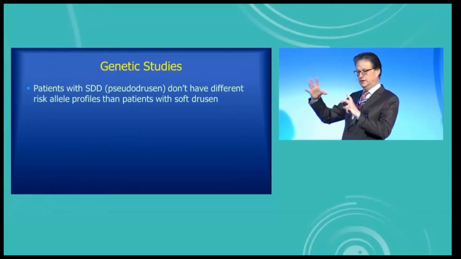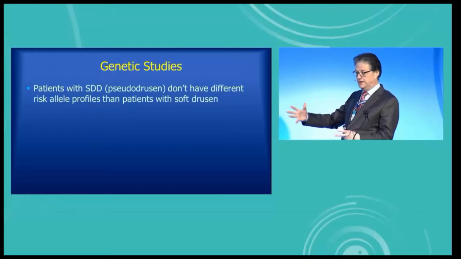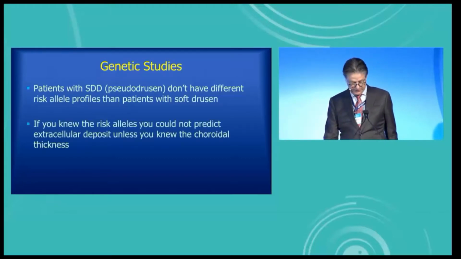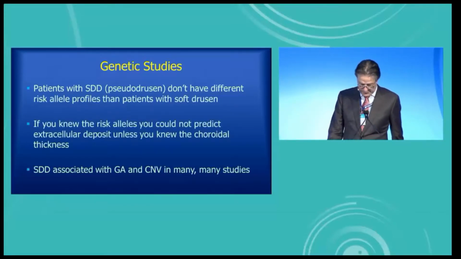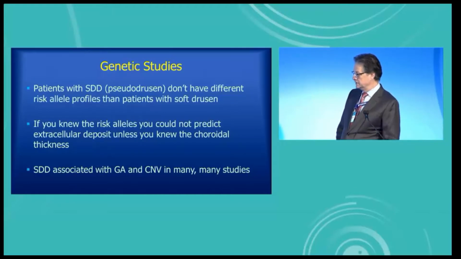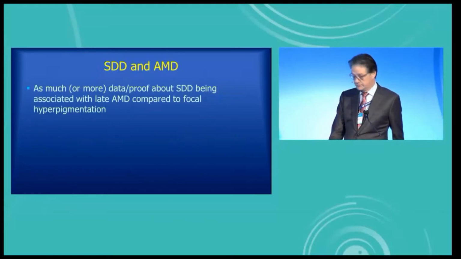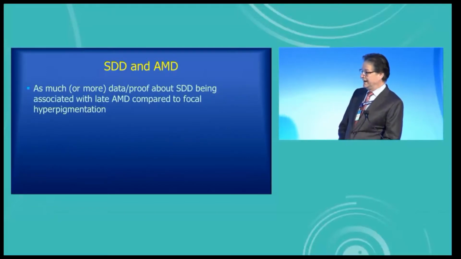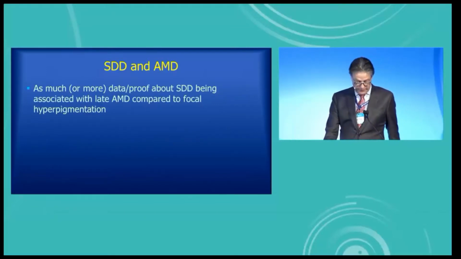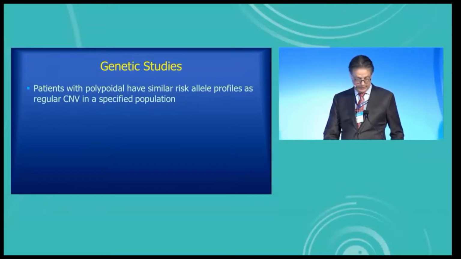That's at least where swept source is kind of an advantage, I think, for that kind of imaging modality. And we know that the soft drusen, or I mean, the subretinal drusenoid deposits are associated with GA and CNV in many studies. There's probably more data about that than there is about focal hyperpigmentation being associated anyway.